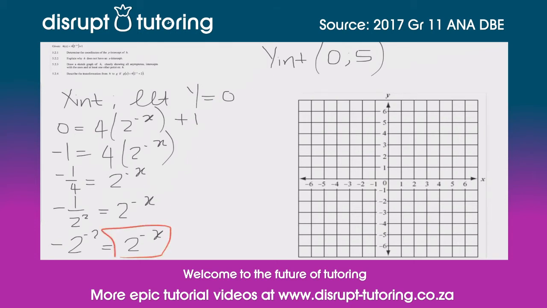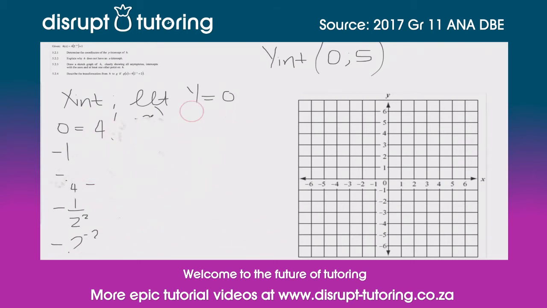So this side can only always be positive, whereas this side can only always be negative, and therefore there is no solution. Okay, so there is no solution for that, and that is why you cannot get an x-intercept in this particular case. Moving on to our next question. They've asked us to draw a sketch of graph h, clearly showing all asymptotes, intercepts, with the axes and at least one other point. Alright, so let's get on to that one.